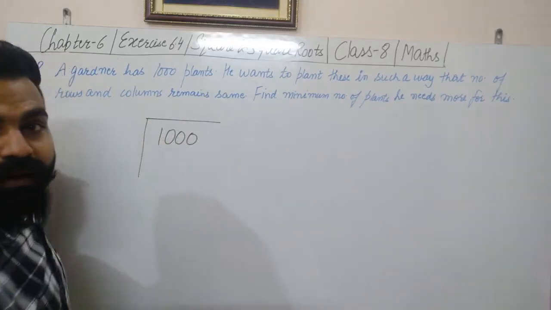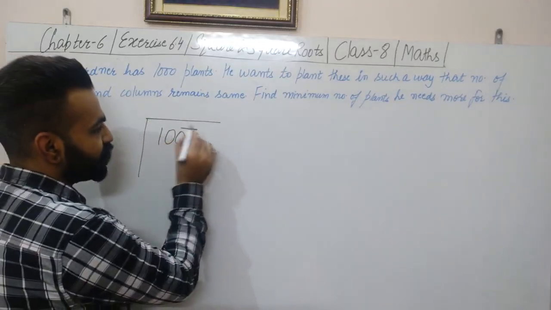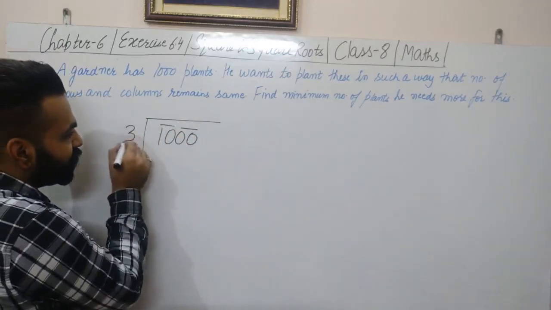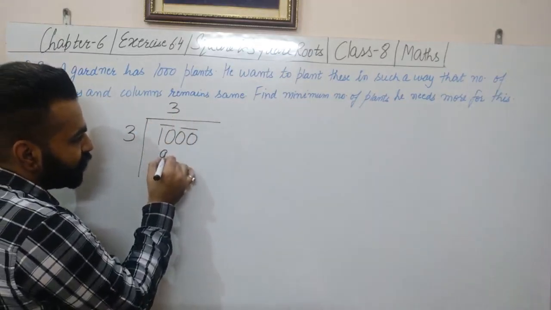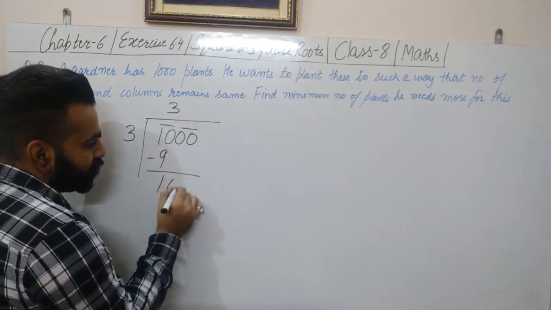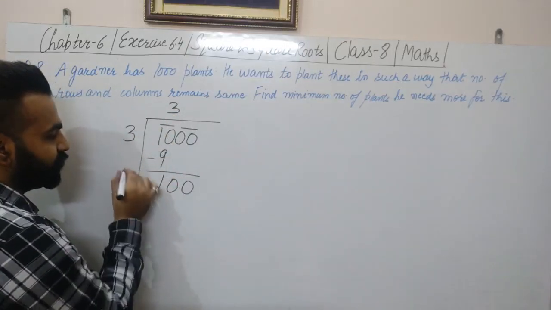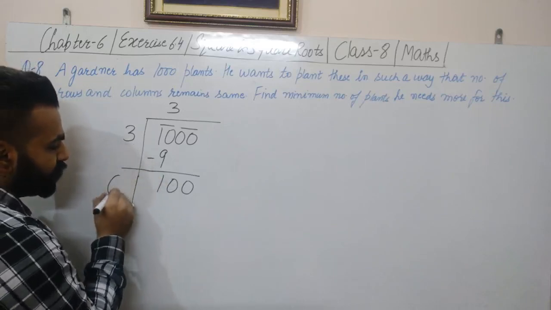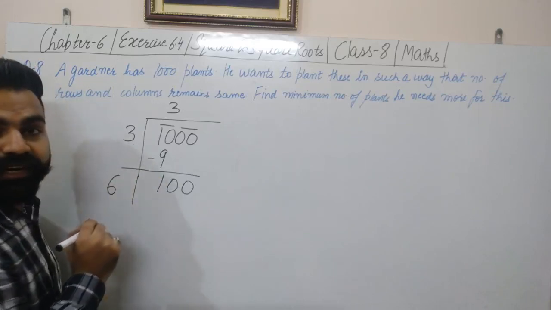So we will put bars. First bar will be on 0, 0 and second bar will be on 10. So the number which will appear will be 3. So 3 into 3 will be 9. The remainder will be 100. We will double the square number here, 6. So what digit we can take here?